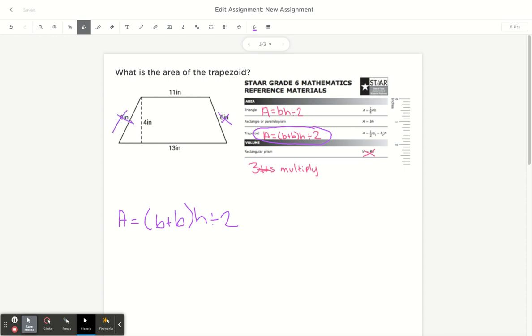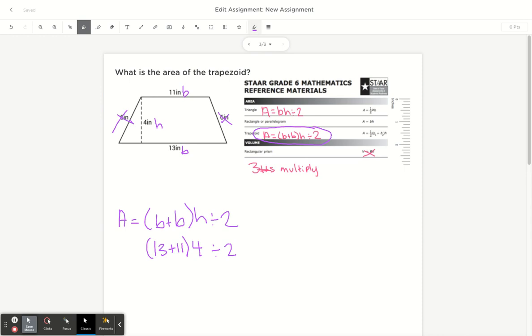The slant is the one that is leaning, okay? This is my base, and this is my height. So I'm gonna plug it in. 13 plus 11. Guys, if you put 11 first and then 13, that's okay. When you're adding in here, that's fine because it's gonna be the same thing. The height is 4, and then we divide by 2.